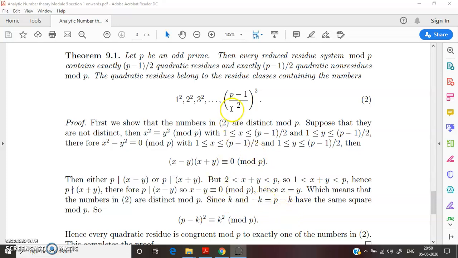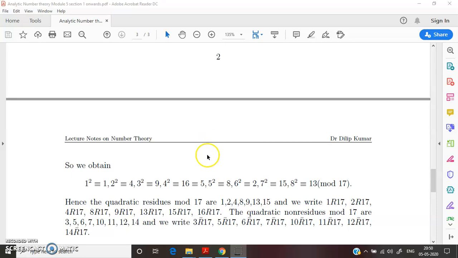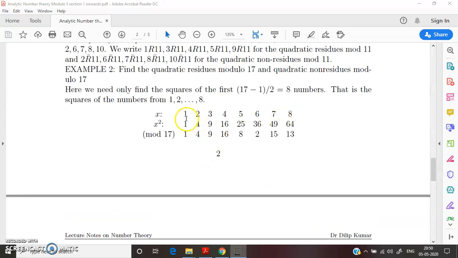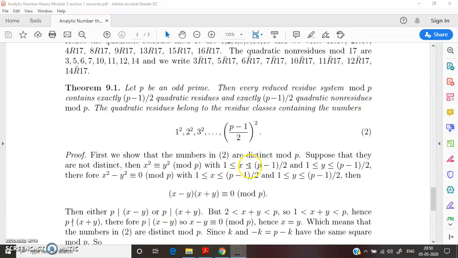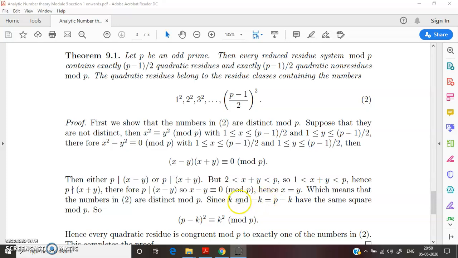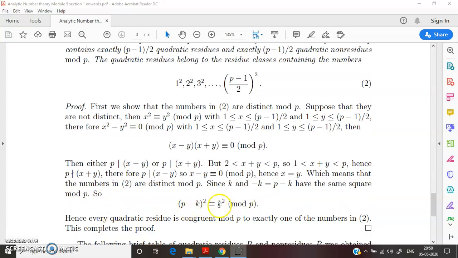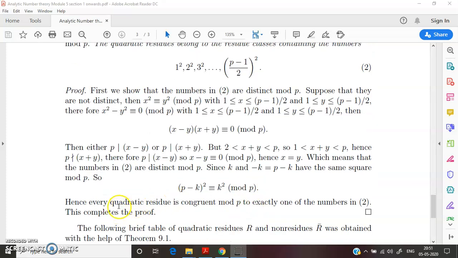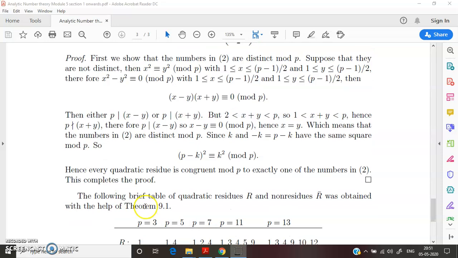Now in the example we have seen that we need only take half the numbers, that is from 1 to 8. No need to take from 9 to 16. So if you take one number as k, then the other number will be −k, which is p − k. We call it −k because the remainders are in the reverse order, so they have the same squares mod p. So we can say that (p − k)² is congruent to k² mod p. Hence every quadratic residue is congruent mod p to exactly one of the numbers in the set. So this completes the proof.